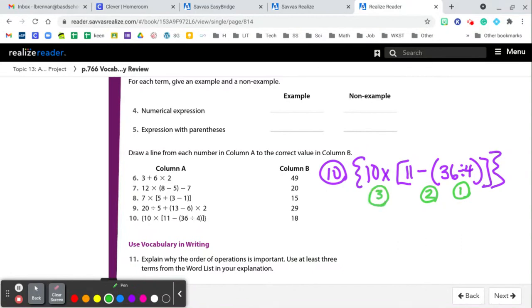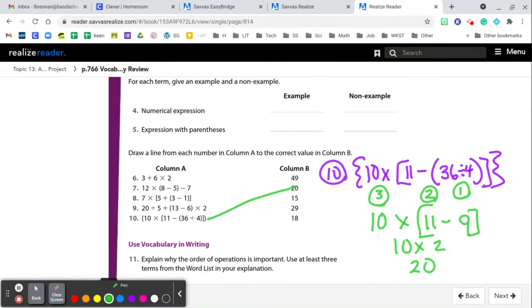So we do 36 divided by 4 is 9. So we have 11 minus 9. 10 times 11 minus 9. So we have 10 times 2. And our final answer is 20.